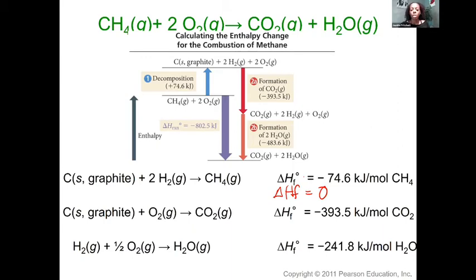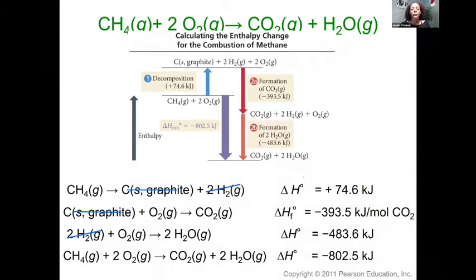Now, if we reference that equation to figure out the overall sum of these enthalpy values, we would take the sum of the products minus the sum of the reactants, making sure we incorporate their respective coefficients. We have to change the sign because it's minus the reactant. So negative 74.6 would become positive 74.6. And we have the 393 and the 483 for the two products. Since the coefficients in front of each are 1, we don't need to multiply by any factor.